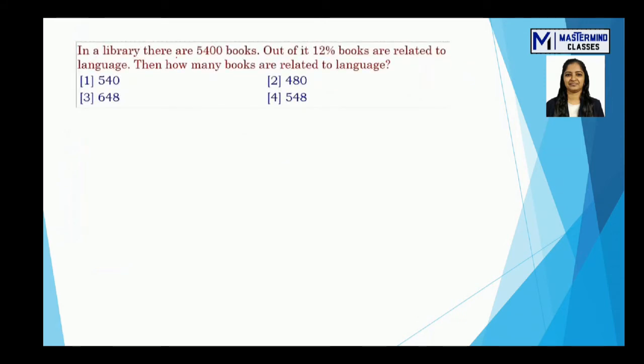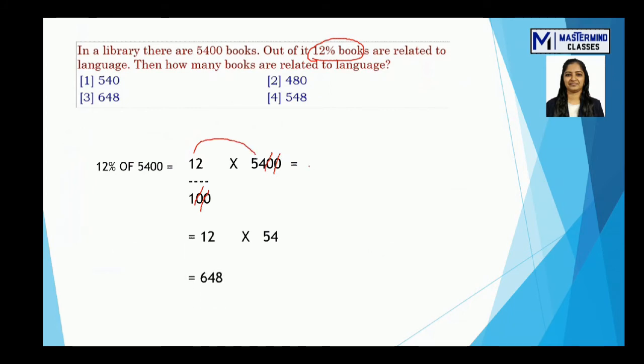Now in a library there are 5,400 books. Out of it 12% are related to the language. How many are related to the language? 12%. So you have to find out 12% of 5,400. Now again percent means upon 100. So now you have to reduce. This 0 will get cut with the numerator. So what is left in the numerator? 12 multiplied by 54. That is 648. Option number 3.